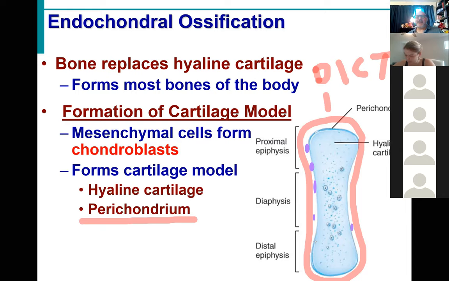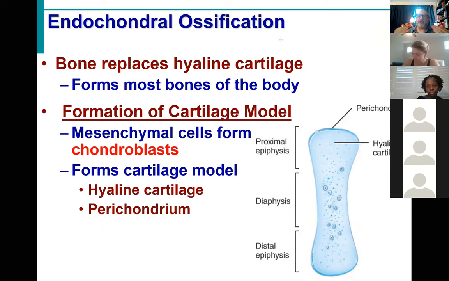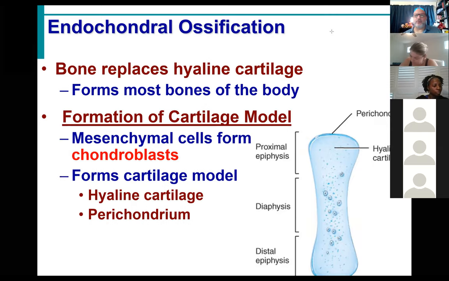However, what we have to talk about is how you form this model. And that will allow us to talk about two important growth processes. So again, I want to emphasize, right now we're talking growth processes. This is not yet a part of endochondral ossification. We haven't worked up to endochondral ossification yet, but let's talk about these growth processes.